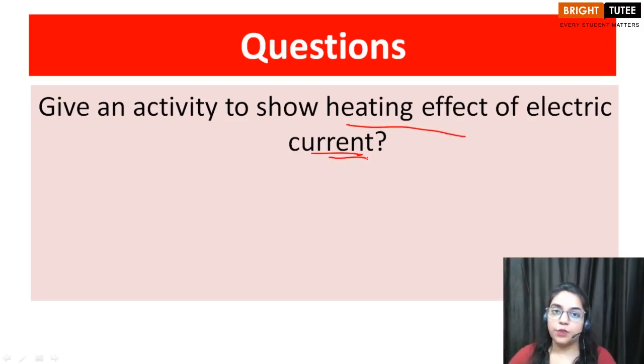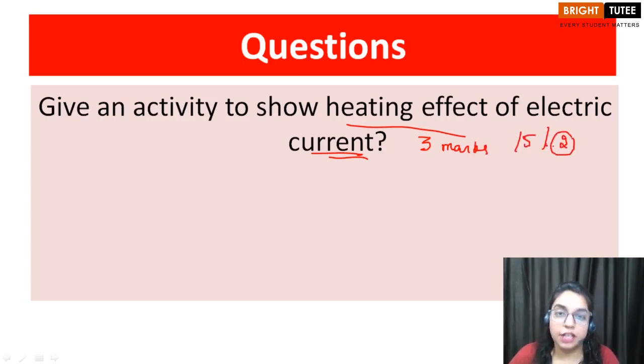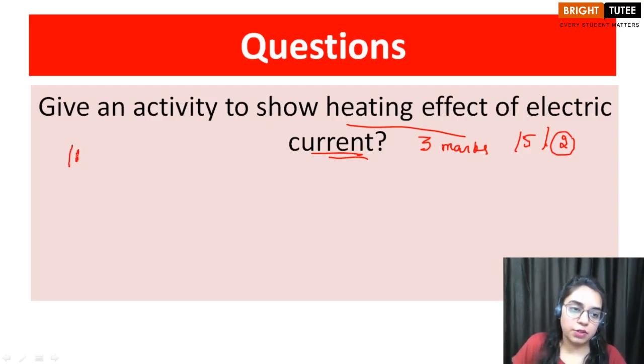Children, first of all we will see if it is asked as a 3-marker question, a 5-marker question, or a 2-marker question. If it is asked as a 2-marker question, then you will just give a simple circuit diagram where you have a cell represented by 2 parallel lines, the longer one representing the positive terminal, the shorter and thicker one representing the negative terminal.